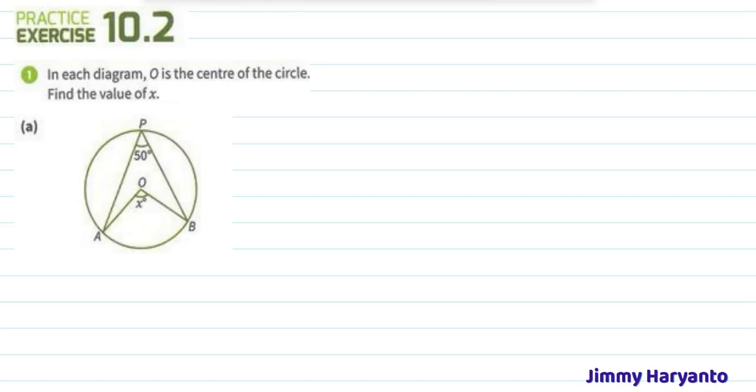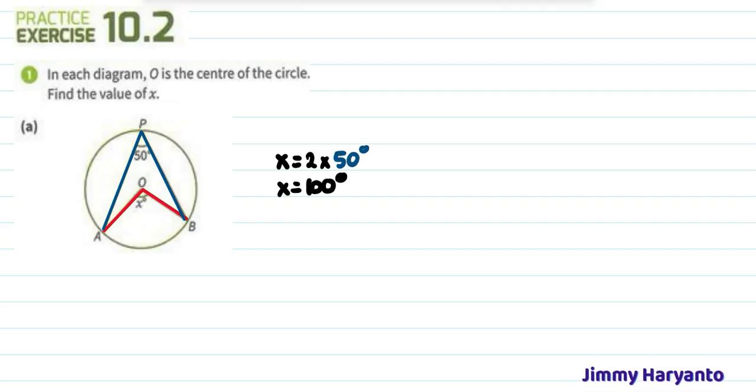And then next is exercise 10.2, question 1a. For this one, we have the angle at the center, and also the angle at the circumference. So the angle at the center, that means x, will be twice the circumference angle, which is 50. So x equals 100 degrees. This is the answer.